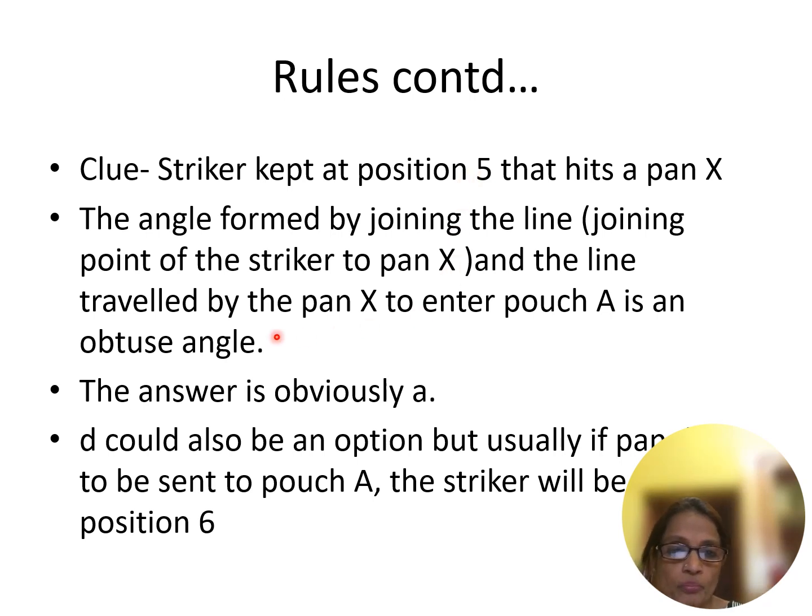That's the option. So the angle formed by joining the point of the striker to the pawn X and the line travelled by pawn X to enter pouch A is an obtuse angle. So the answer is obviously A. I have just given you the clue so that you will find the answer. D also could be an option, but usually if a pawn is to be sent to pouch A, the striker will be in position 6. Let me explain to you here.